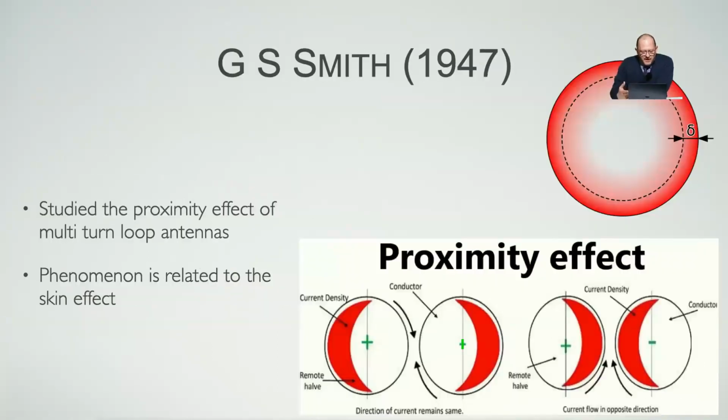This paper I read to learn about proximity effect because I wanted to do multi-turn loops. So in a multi-turn loop, when the second coil gets close to the first, you have similar effects to what you get with the skin effect, right? The charge tends to push itself out. So on the bottom left, for two conductors with the currents going the same direction, they oppose, like the current tends to travel on the outside. For opposite directions, they tend to travel on the inside, they pull towards each other.